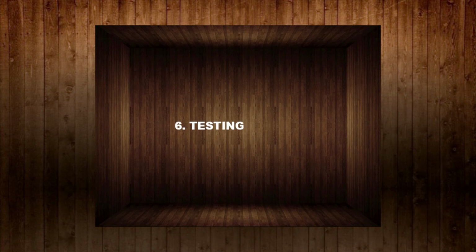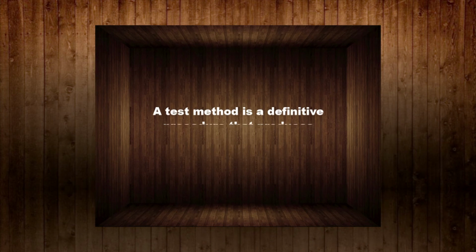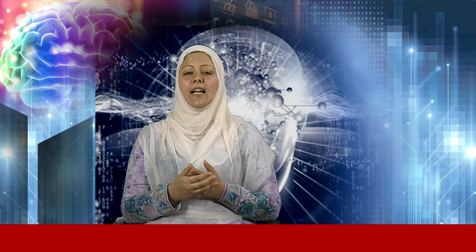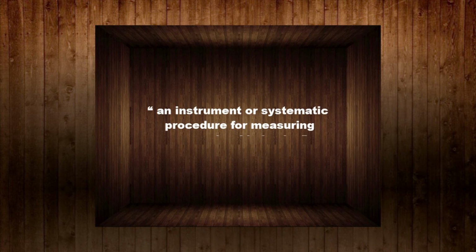Number 6 is the testing method. Carefully devised tests are available in abundance to measure individuals' aptitude, achievement, intelligence, and other personality traits. A test method is a definitive procedure that produces a test result. As per Gronlund, Norman E., and Robert L. Lynn, test is, quote, an instrument or systematic procedure for measuring a sample of behavior, unquote.